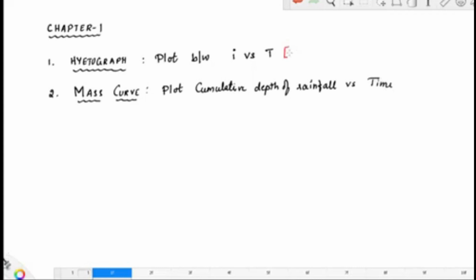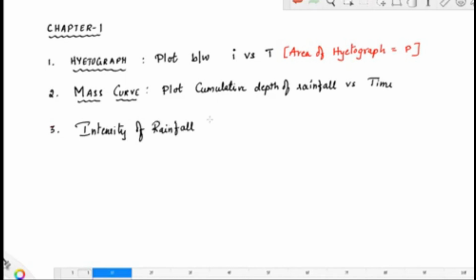Hydrograph, area of hydrograph represents, so area of hydrograph will give you depth of rainfall. Third point, intensity of rainfall. Intensity of rainfall I is equal to P by T. So these are some basic things which we have to remember here.